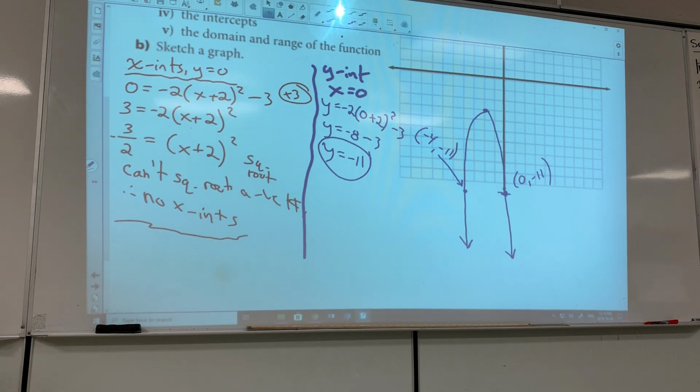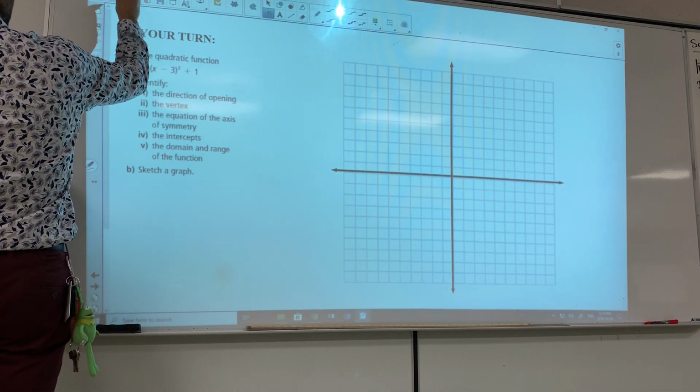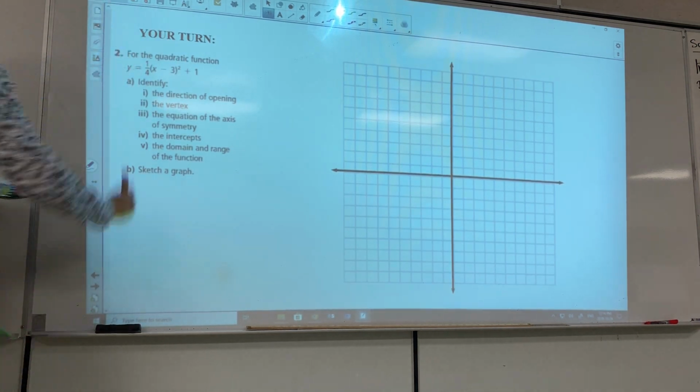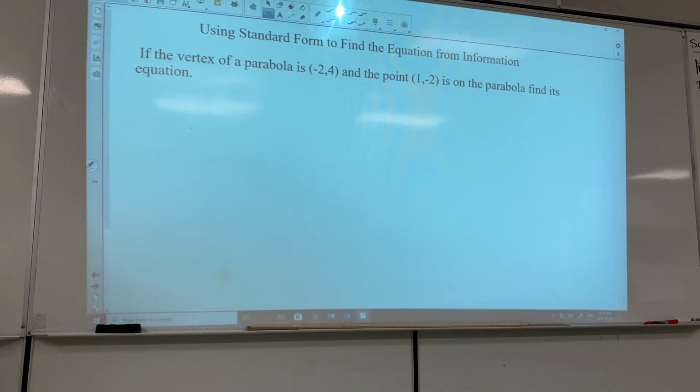Okay, I went a little fast because I was really hoping that we'd have time to squeeze in the last example since I'm recording. So if you have any questions, this is your turn. So same question, different numbers, you can try it out. I want to see if I have some time to do this.